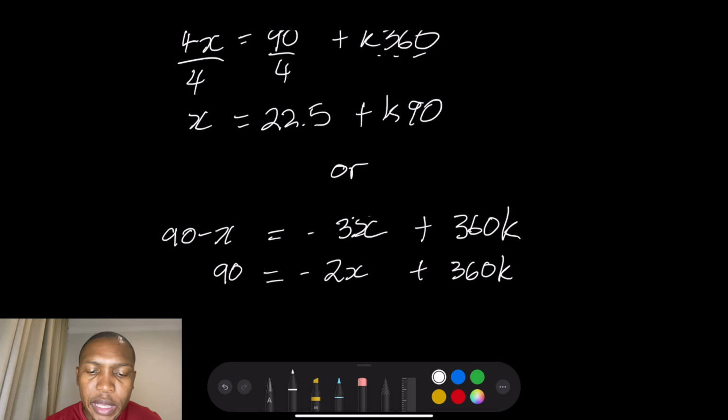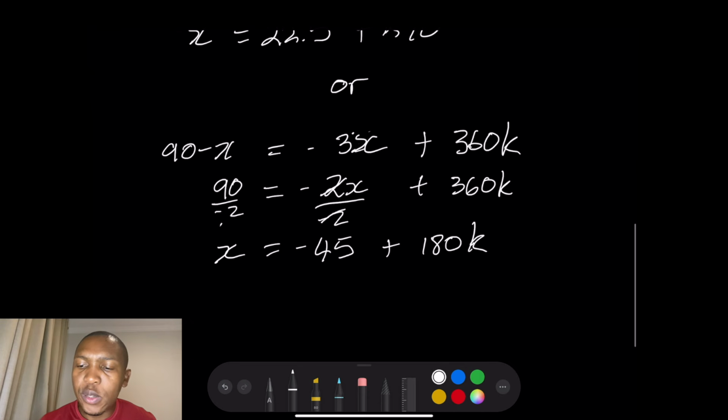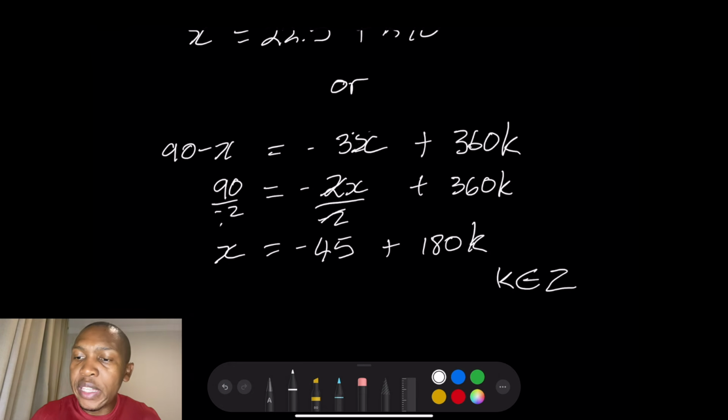And so it means that x, in this case, I'm going to divide both sides by negative 2. If I divide by negative 2, I've got x is equal to, so that cancels with that, so x would be minus 45. But remember, I've divided by 2 in this case, so it becomes plus 180k, where k is an element of integers. Keep that in mind. Essentially, that is how the cookie crumbles.